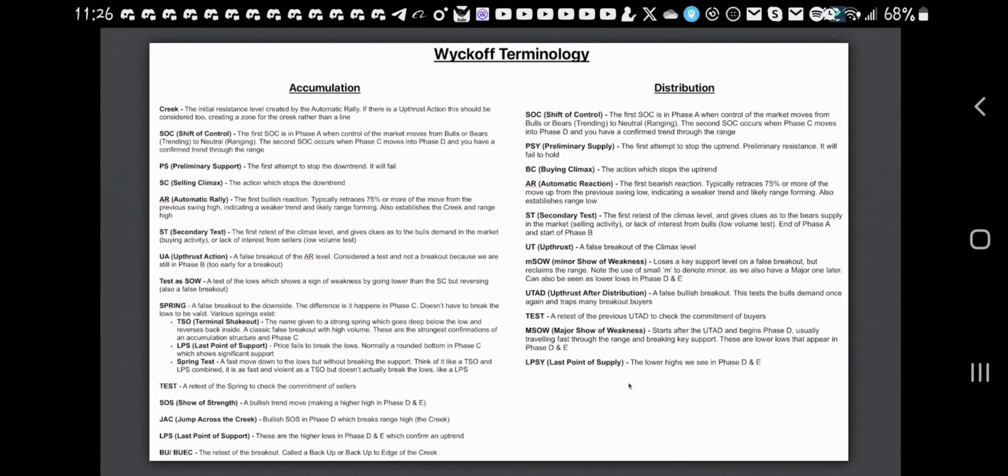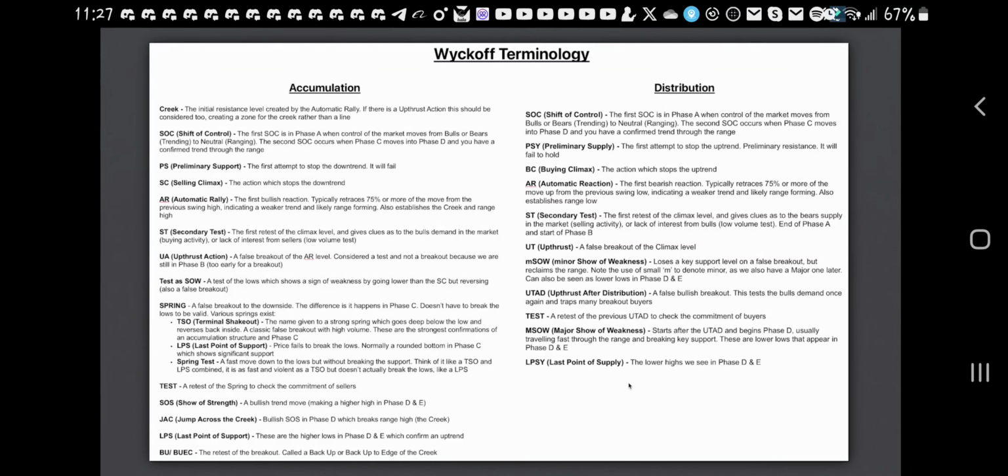Secondary test is when we come back down to the climax level, and this is where we get some clues about the demand in the market. So are the bulls stepping in like they should, or even is there a lack of interest from sellers? You then have an upthrust action, which is essentially testing the upper end of the range that we just formed and usually sweeping it, taking some liquidity, but falling back inside because it's too early for a real breakout. We're still in phase B.